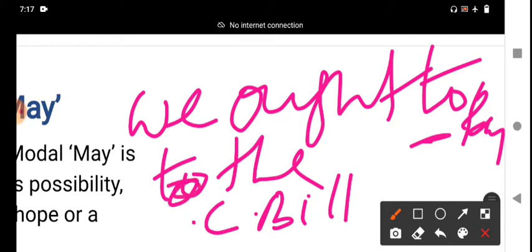the electricity bill. That means we ought to pay. In between the modal verb, to is there here. This is the exception, because generally no preposition comes between the main verb and the modal verb. But ought generally takes the preposition to. You ought to pay the current bill or the electricity bill. That is the expression of the modal verbs.